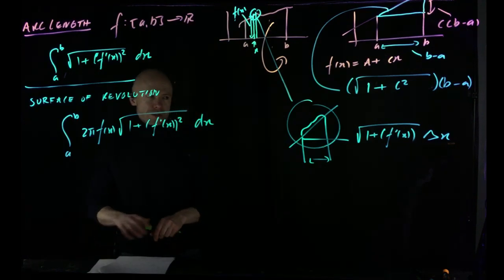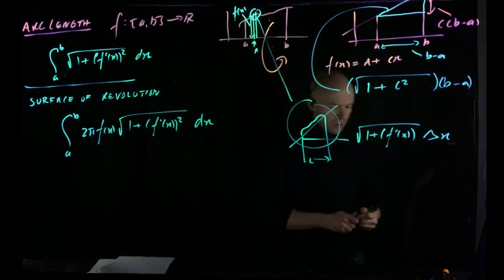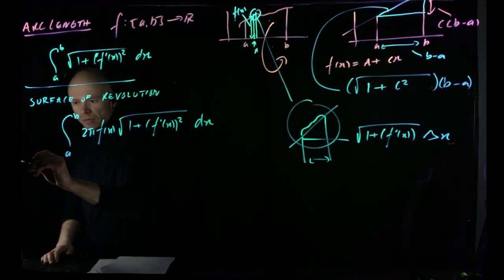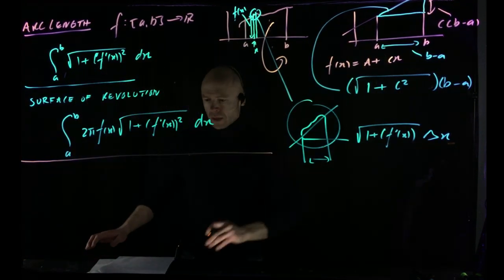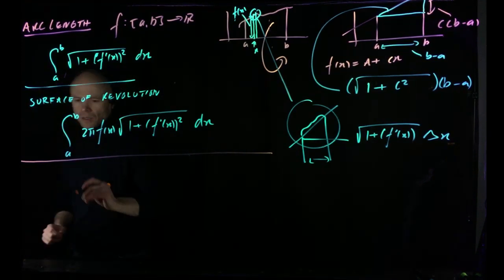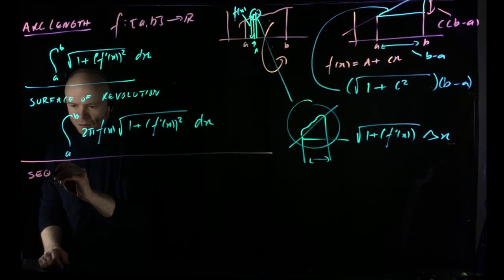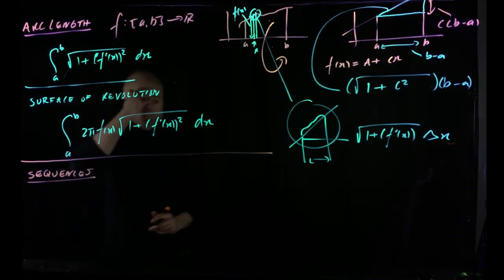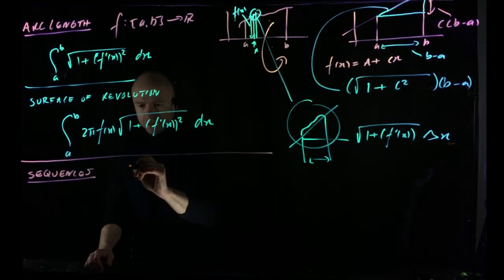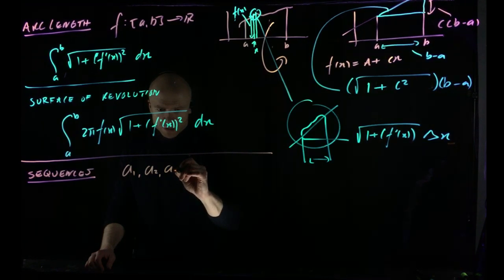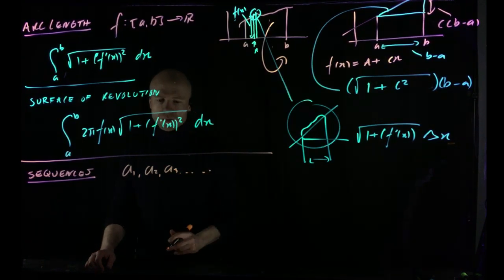Okay, now we start to talk about sequences and series. This seems like a big jump into a totally different direction, but it all connects. So, let's put it down. Sequences. What is a sequence? Well, it's just a collection of numbers that we label like this, a1, a2, a3, and so on and so on, right?